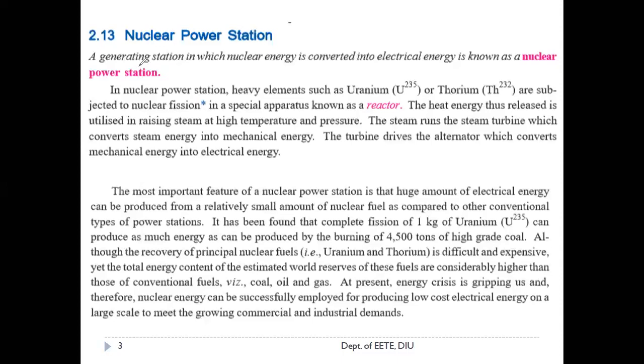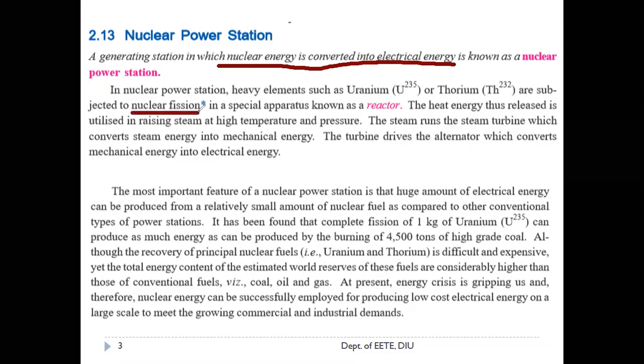The definition is that a nuclear power plant is a generating station in which nuclear energy is converted into electrical energy. As I already discussed, the reaction going on is known as the nuclear fission reaction. A huge amount of heat is generated in the nuclear reactor where the fission reaction takes place, and that heat energy is utilized to make steam from water, and finally the operation is the same as the steam power plant. That is the difference between the nuclear power plant and the steam power plant.